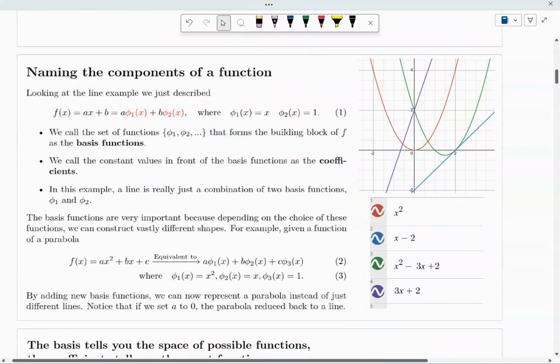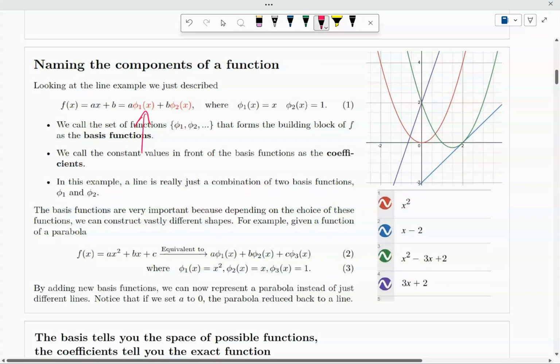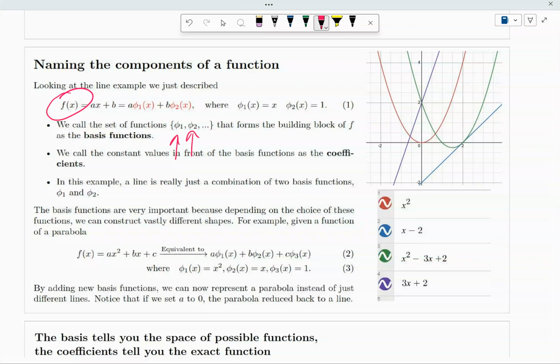Let's name these components. These functions that we use to form our final function, we're going to call those basis functions. Okay? Basis functions. So that's the set of these functions. Notice you have phi 1, phi 2, phi 3. The subscript tells you that it's a basis function. And these basis functions are the building blocks of your final function.